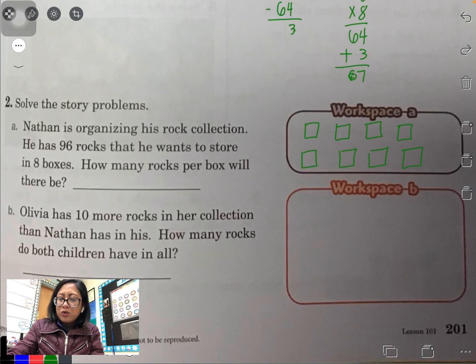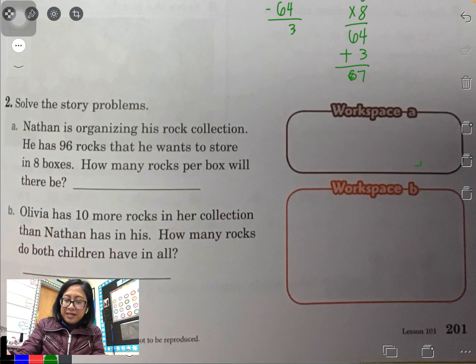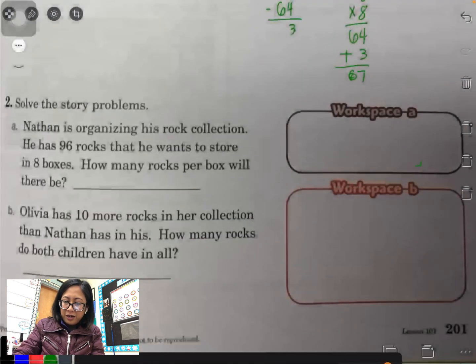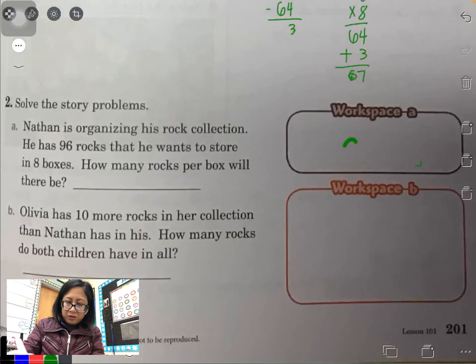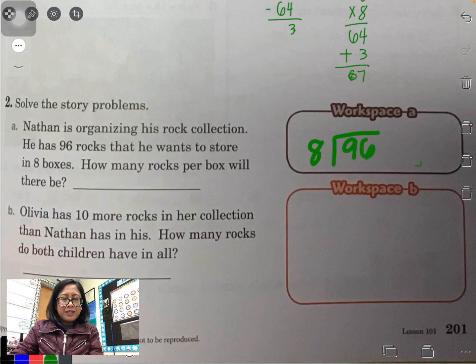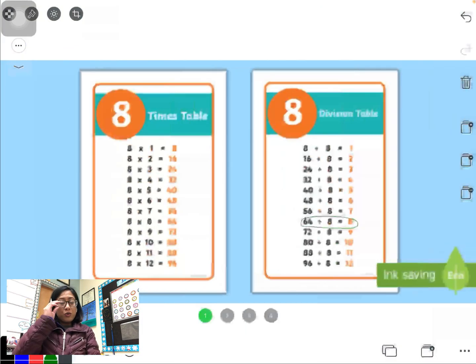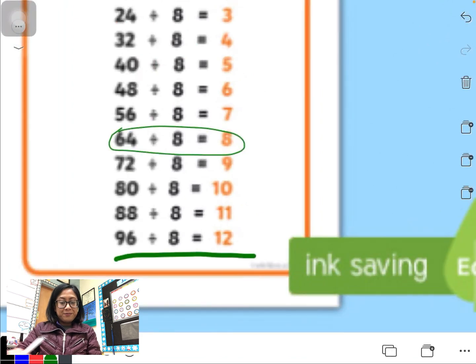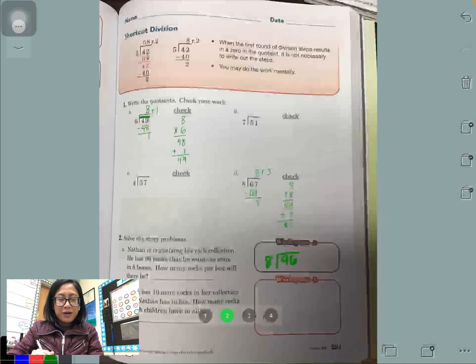So when we are trying to make sure that everyone has an equal amount, what we're going to do is divide, okay? So that's what we'll do here. 96 divided by 8. I think we know what 96 divided by 8 is, especially if we know the song. 96 divided by 8 is 12.